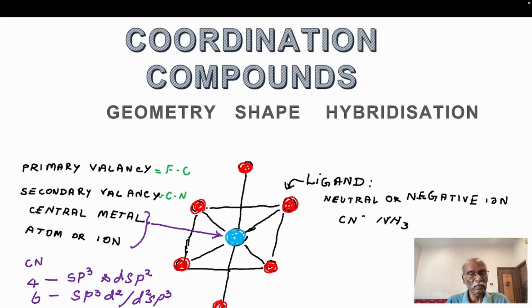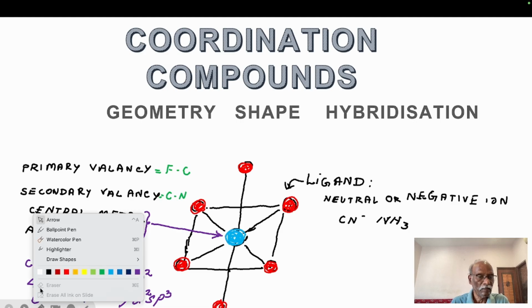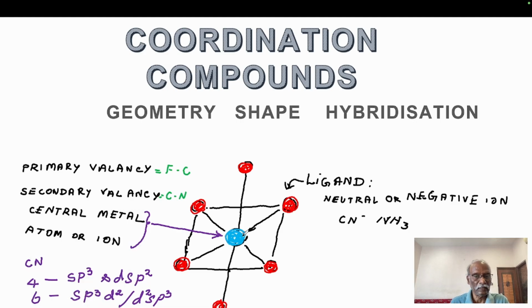A coordination compound is a type of compound in which at least one coordination sphere is there. In a coordination sphere, there is a central metal atom or ion, surrounded by a fixed number of species called ligands.